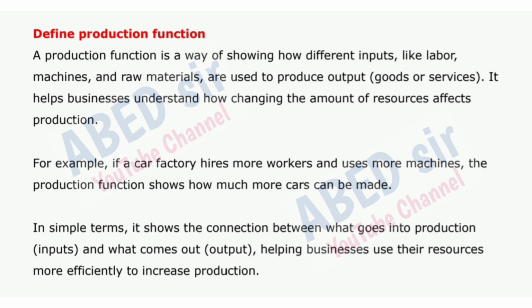For example, if a car factory hires more workers and uses more machines, the production function shows how much more cars can be made. In simple terms, it shows the connection between what goes into production, inputs, and what comes out, output, helping businesses use their resources more efficiently to increase production.